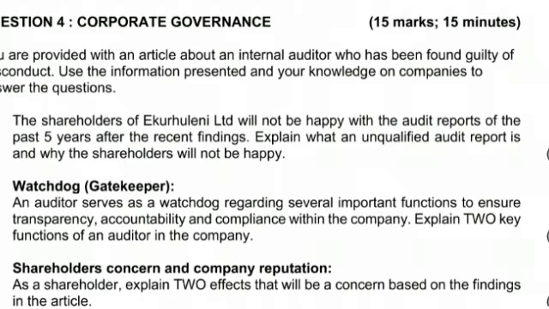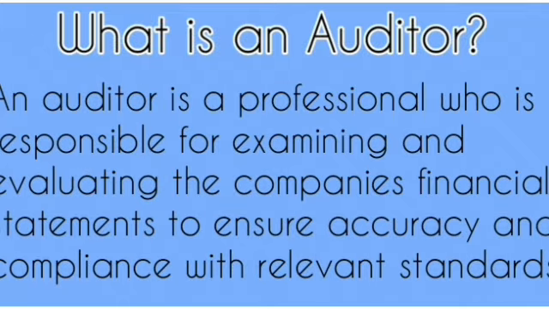In 4.2, it says, an auditor serves as a watchdog regarding several important functions to ensure transparency, accountability, and compliance within the company. Explain 2 key functions of an auditor in the company. To be able to explain the 2 key functions of an auditor, it really just comes from understanding what an auditor is. If you know the definition of what an auditor is, it will be easy for you to know what their function is. So what is an auditor?